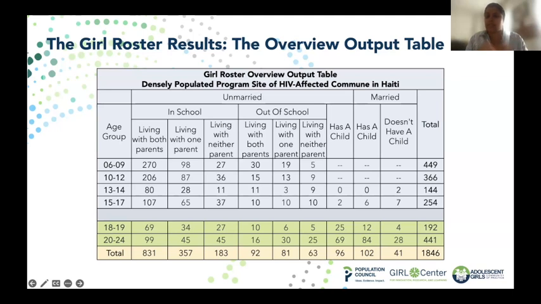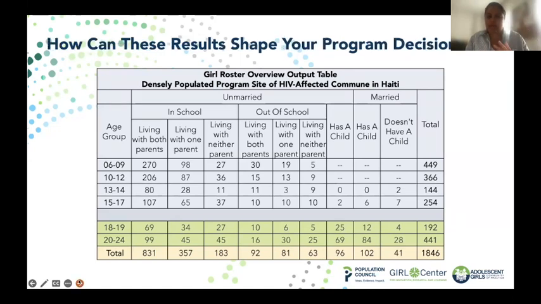Those are the girls that need me and for whom I have the skills to address their needs. That's the segment I will program for. So this is kind of how you orient yourself and use this tool. But you can also create visuals, and I'm going to show those in a minute. I wanted to show you some of the thinking that you can get through when you are reading through this. How can these results shape your program decisions?